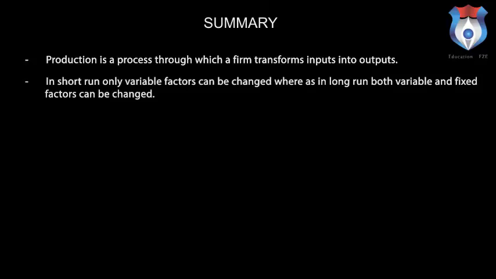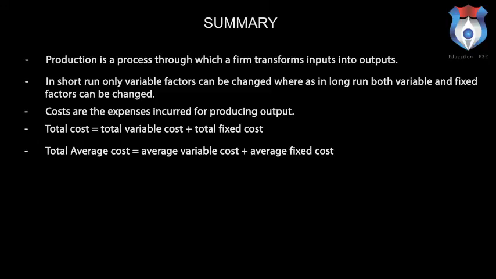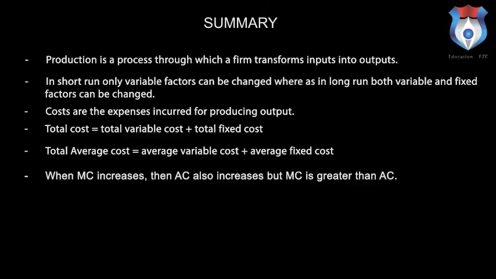Summary. Now in the end, let us summarize what we have learnt in this lecture. Production is a process through which a firm transforms inputs into outputs. In the short run, only variable factors can be changed, whereas in the long run, both variable and fixed factors can be changed. Costs are the expenses incurred for producing output. Total cost is equal to total variable cost plus total fixed cost. Average cost is equal to average variable cost plus average fixed cost. When MC increases, AC also increases, but MC is greater than AC.